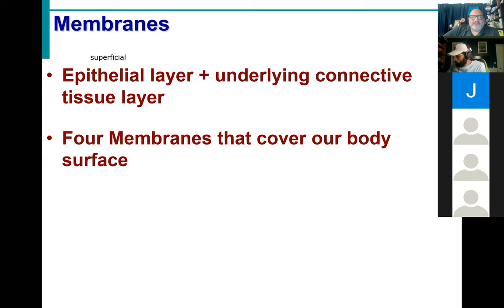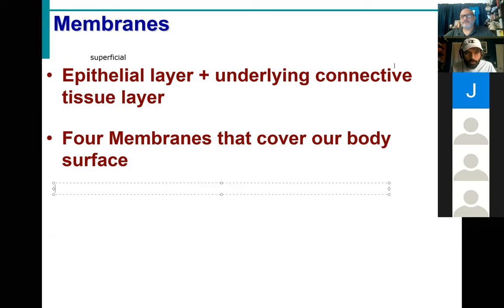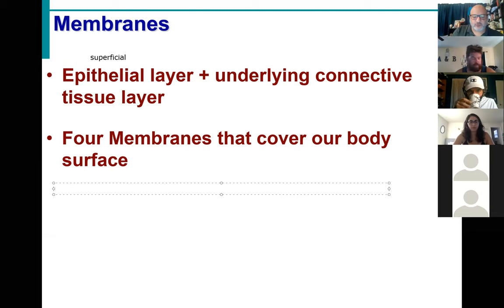The entire surfaces of your body, both inside and out, are covered with one of four main types of membranes. We have identified at least two of these already in the class, but let's see if we could do all four. Can someone give an example of one of our four membrane types we find in the body? Serous. Serous, excellent. That was the first one we learned about.